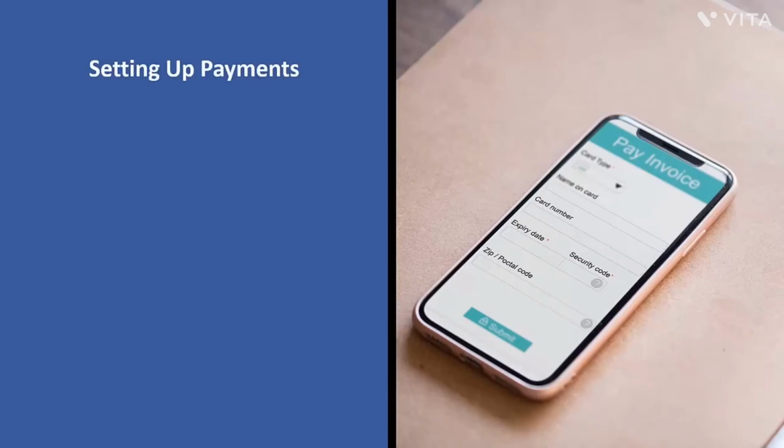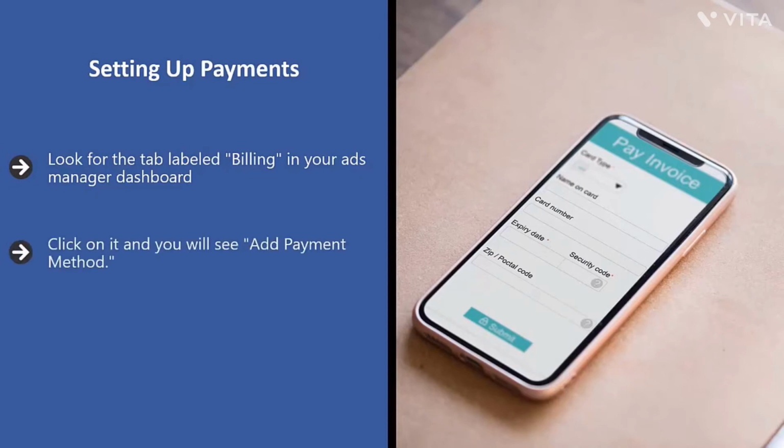Setting up payments. Look for the tab labeled Billing in your Ads Manager dashboard. Click on it and you will see Add Payment Method. Specify your preferred payment method and enter its details.